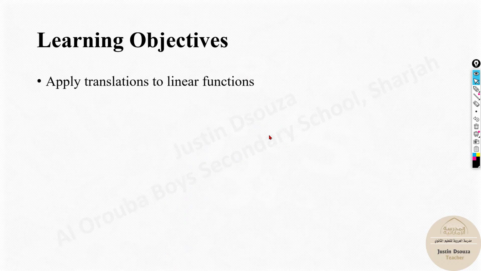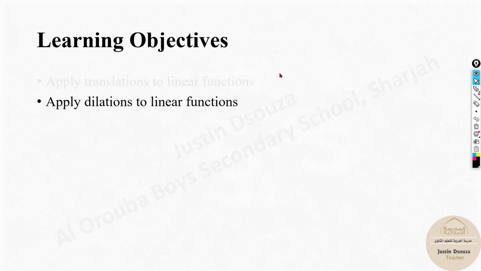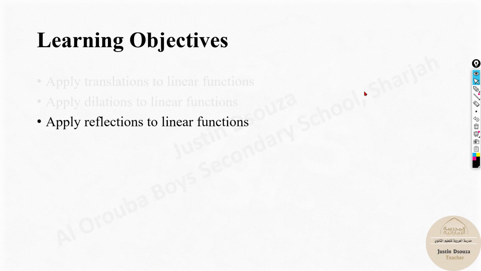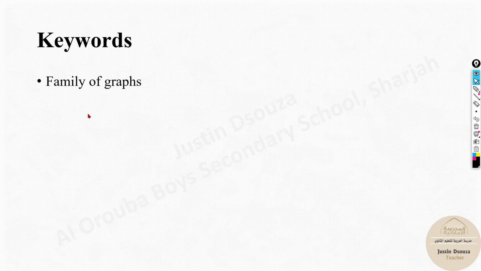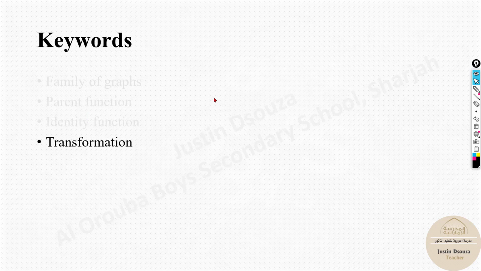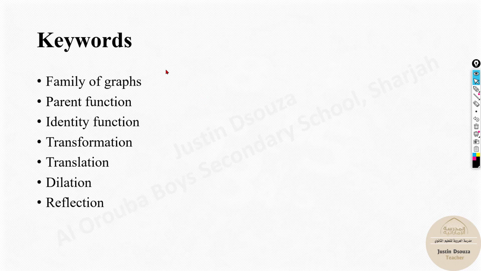In this lesson we will learn to apply translations to linear functions, apply dilations to linear functions, and apply reflections to linear functions. We will study all these three objectives one by one. You will understand better when we come to those topics. The keywords are family of graphs, parent function, identity function, transformation, translation, dilation, and reflection. So we will come through this one by one.